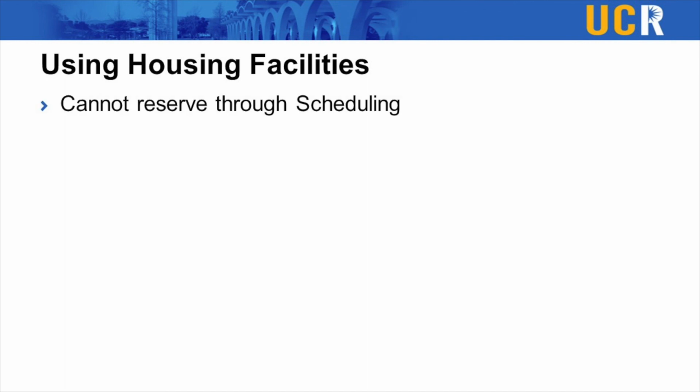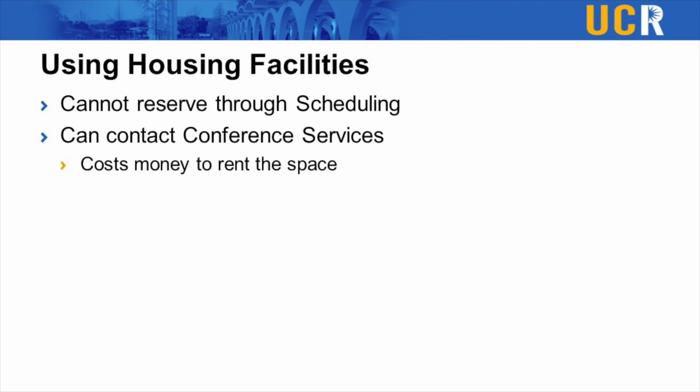The last bit about reservations is about event planning and how to use spaces in housing facilities. You may want to do an event in one of the residential halls or in a space controlled by housing. You can't reserve these spaces through Highlander event scheduling. You also can't just show up and use that space. There are 2 ways you can use the space. The first is to contact a department called Conference Services to reserve and rent the space. This will cost money, however, so if you go through this route, there will be fees.